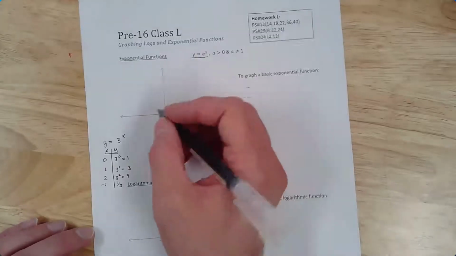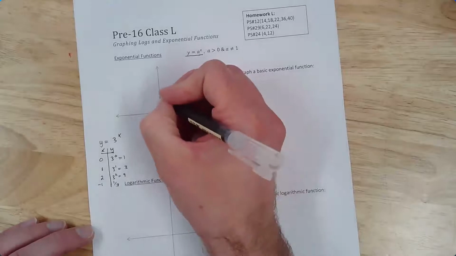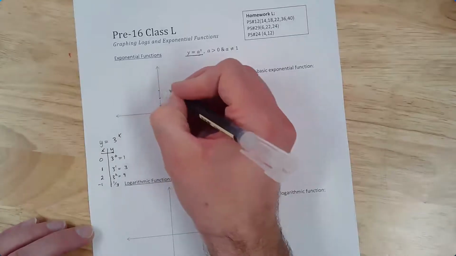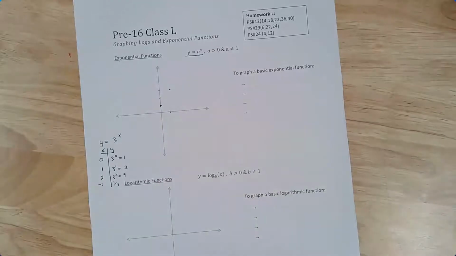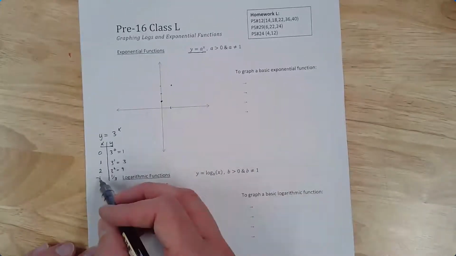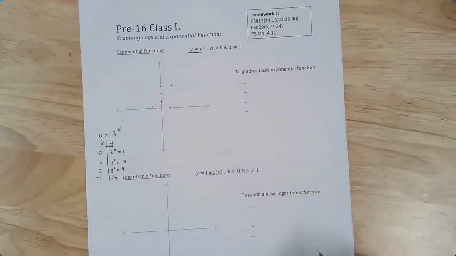And here's what they look like. So I get x being 0, y being 1. When x is 1, y is 3. And already things are getting big very fast. I probably can't even really nicely plot the point (2, 9). I'm also going to have the point (-1, 1/3), about there.